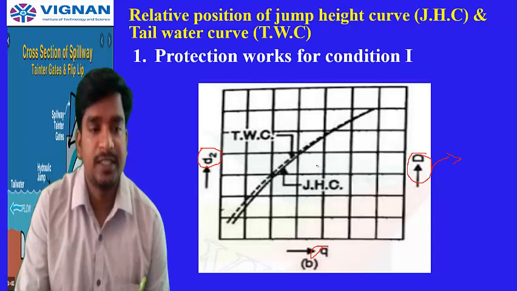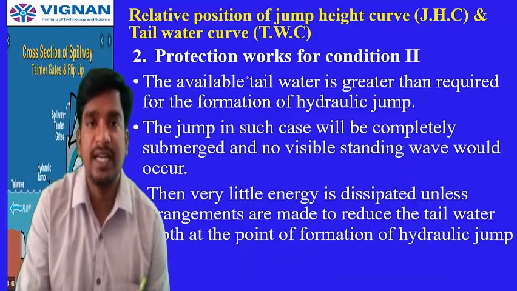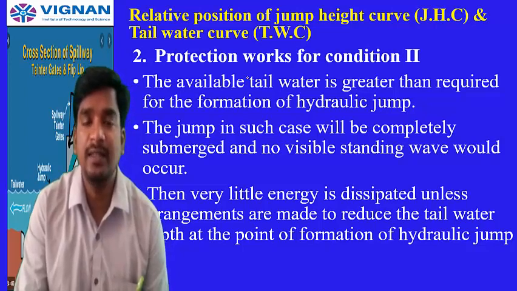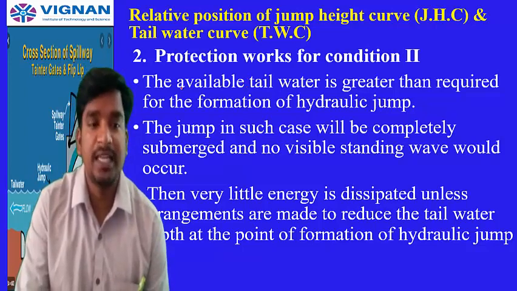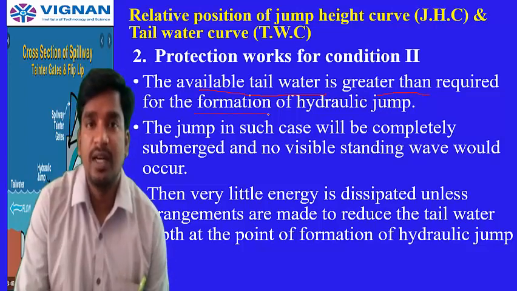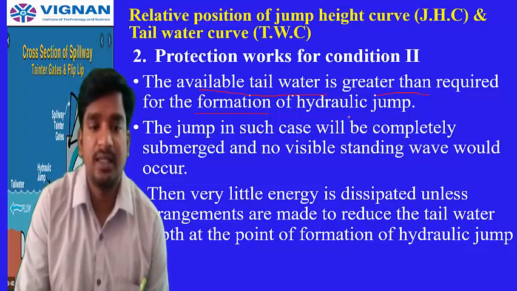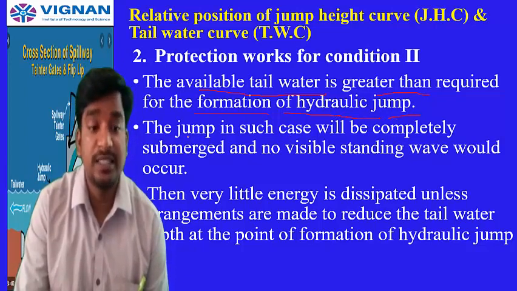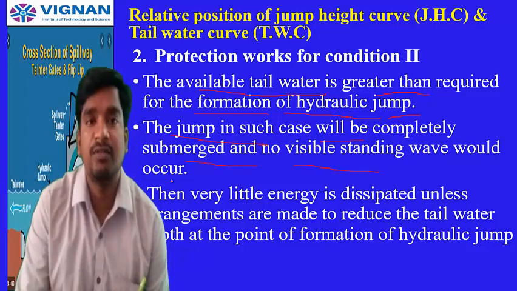Now for the second condition, what is our second condition? The jump height curve lies higher than the tailwater curve. In this particular case, the available tailwater is greater than the required, meaning the tailwater depth is more than required for the formation of the hydraulic jump. In this particular case, the jump will be completely submerged and no visible standing wave will occur.